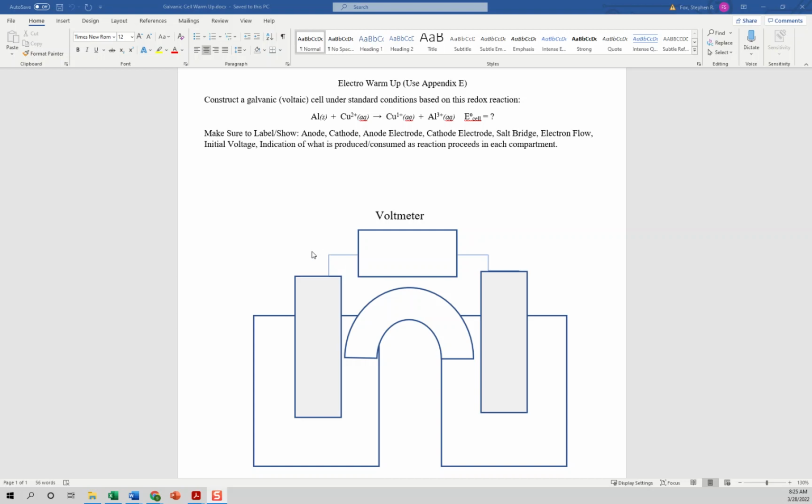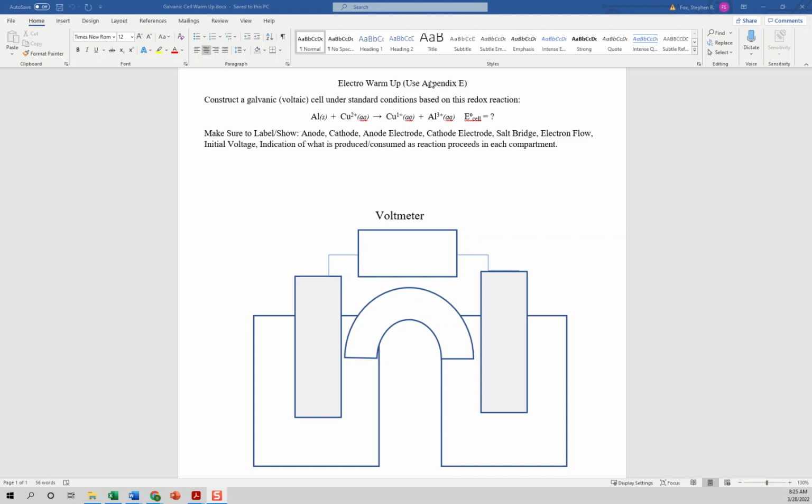So this is the oxidation reduction reaction that's going to occur. So we want to calculate its cell potential so we can know what the voltmeter should read as the reaction proceeds. We want to identify the anode, the cathode, the anode electrode, the cathode electrode, so the metal here and the metal here. The salt bridge, so identify the salt in the salt bridge, all right, and then the initial voltage on the voltmeter, and indication of what gets produced and consumed as the reaction proceeds as the electrons flow from the anode to the cathode, right? So that's the basic idea.